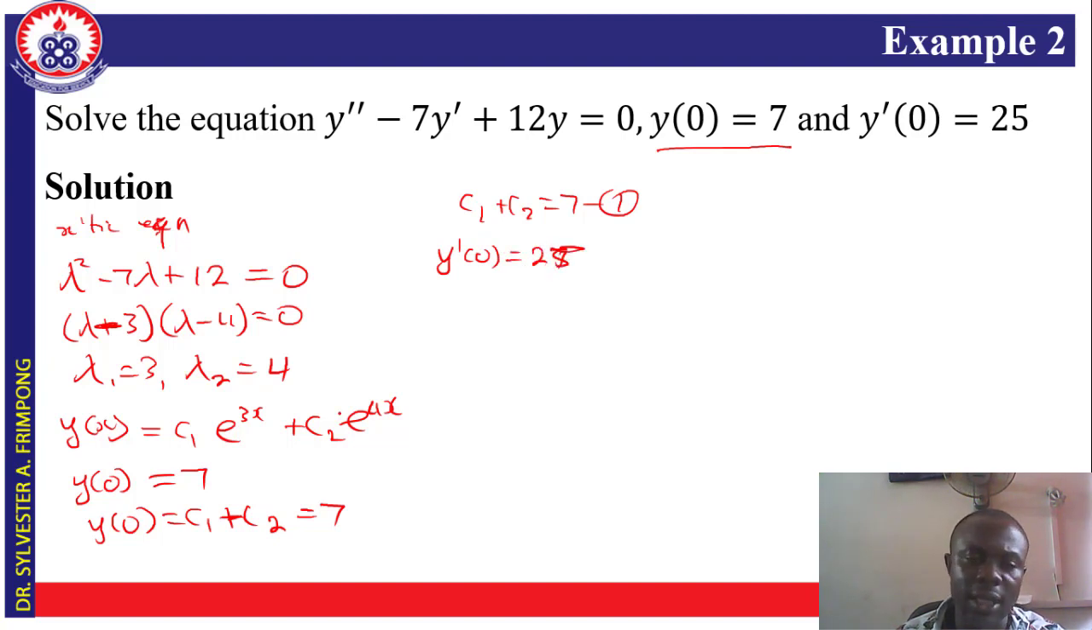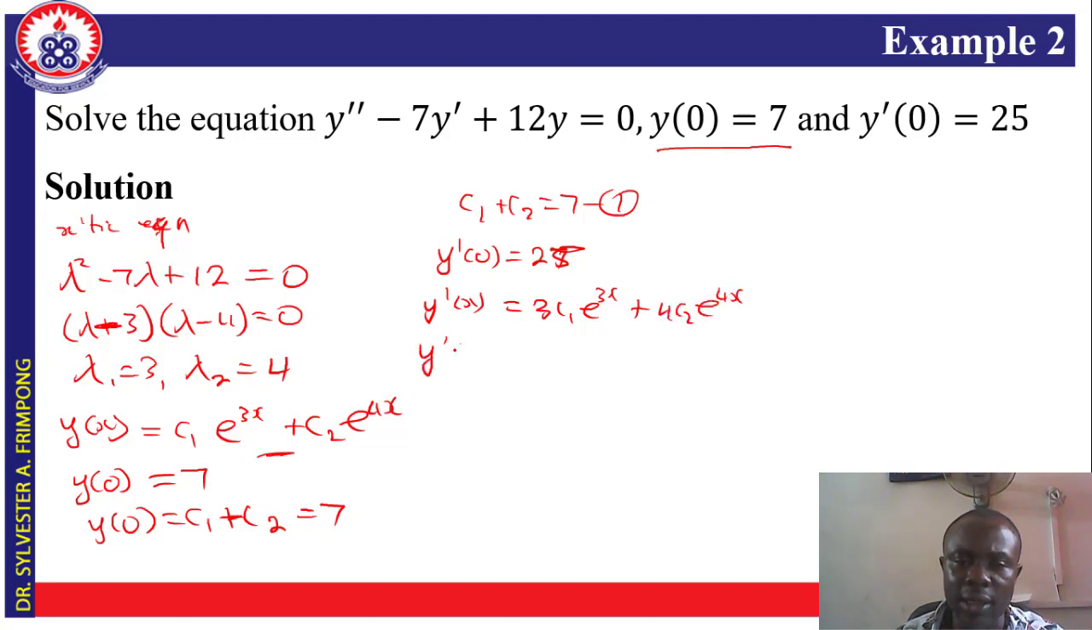So we first take the derivative of this. y prime of x is going to give 3c1 e raised to the power 3x plus 4c2 e raised to the power 4x. We then put in the initial condition y prime of 0. That will give 3c1 plus 4c2 equals 25.